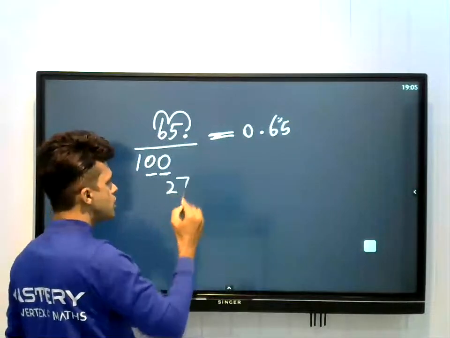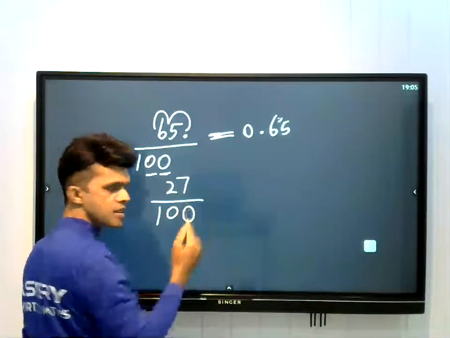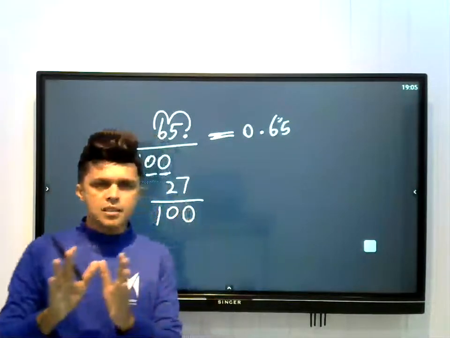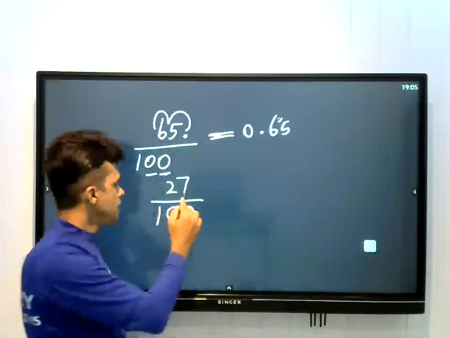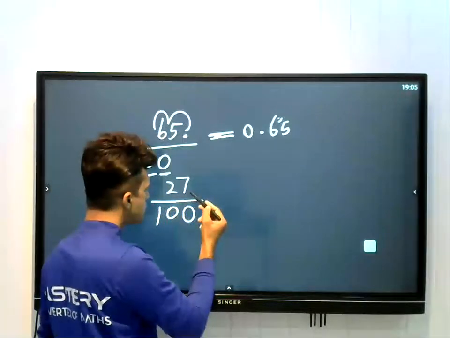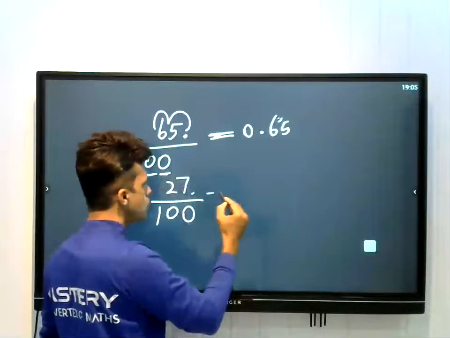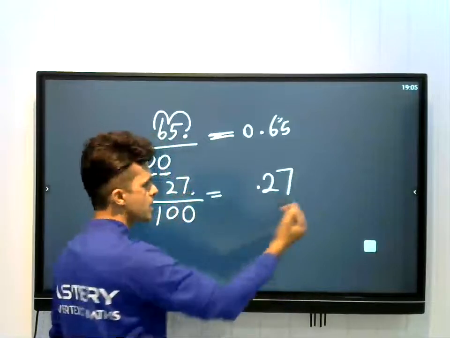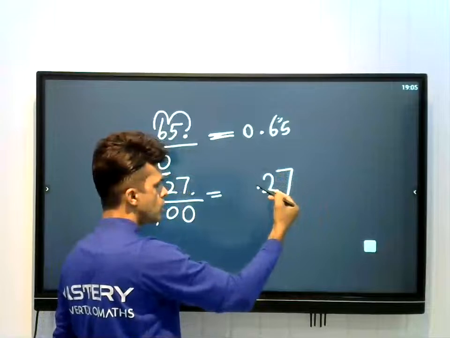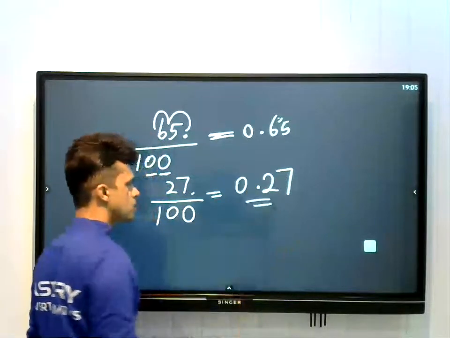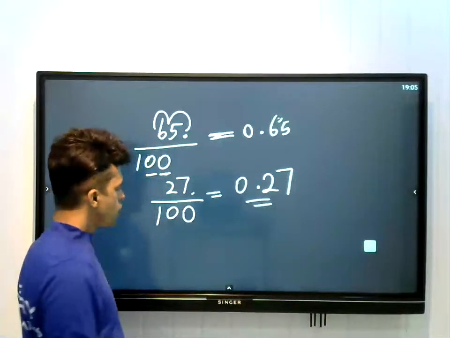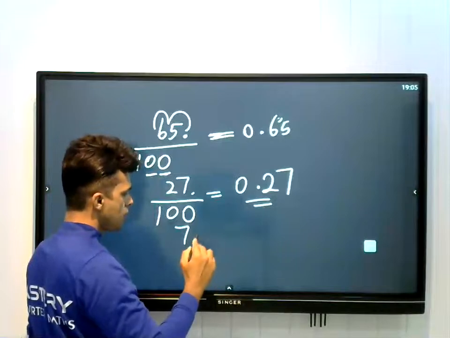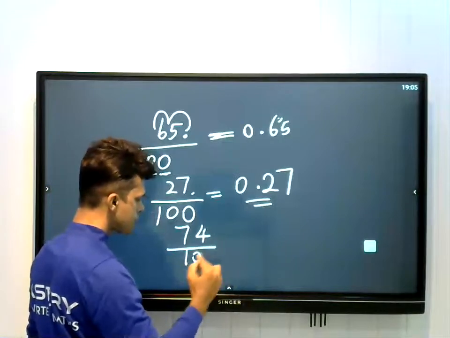Think of this one, 27 over 100. Generally, the decimal point is met here. Then it goes to the left side, 1, 2. The decimal point is written here at 1, 2. So the answer is 0.27. Okay. So think of this one. Then how can you write this one as a decimal number?